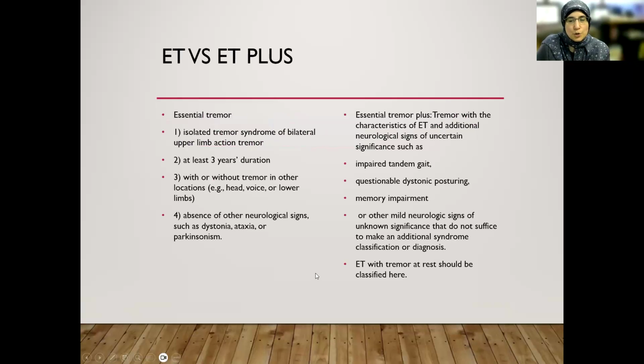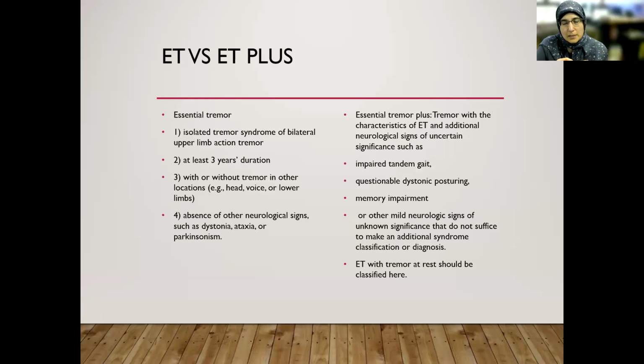So there's this term which was introduced again in 2018 known as ET plus. And again, to make it simple, essential tremor, we already talked about what essential tremor is. It is tremor in both hands, similar to what we just observed in the video. Essential tremor plus is something in which an individual has the same kind of shaking, but in addition to this, they may have very subtle other neurological signs. For example, they may have mild difficulty with walking. They may have some abnormal posturing of their upper extremity or lower extremity, or they may have some memory problems.